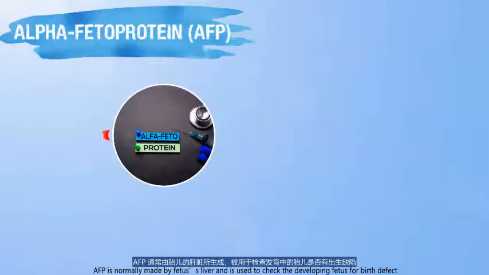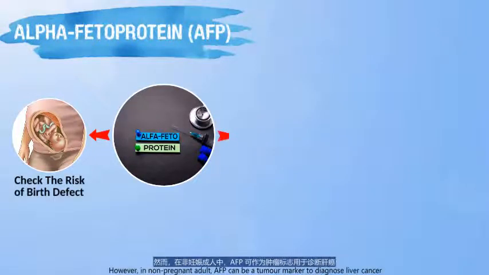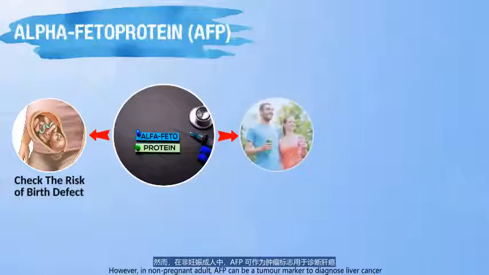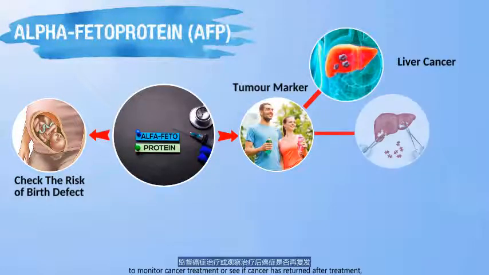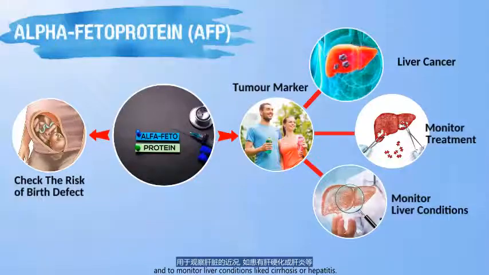Alpha-fetoprotein, AFP. AFP is normally made by a fetus's liver and is used to check a developing fetus for risk of birth defects. However, in non-pregnant adults, AFP can be a tumor marker to diagnose liver cancer, to monitor cancer treatment or see if cancer has returned after treatment, and to monitor liver conditions like cirrhosis or hepatitis.